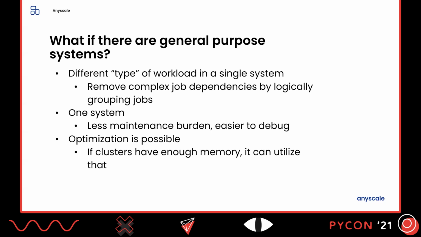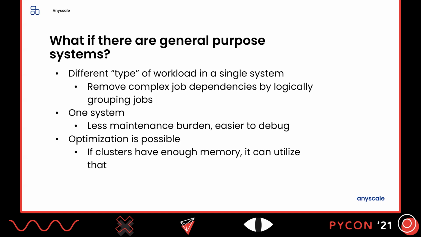Then what if you have a general purpose system? If a single system can run different types of workload, it can remove a lot of the complexity we just went through. For example, instead of grouping the jobs depending on what type of workload they have, which needs to be run in different systems, we can more logically group the jobs so that we can simplify the dependencies between jobs.